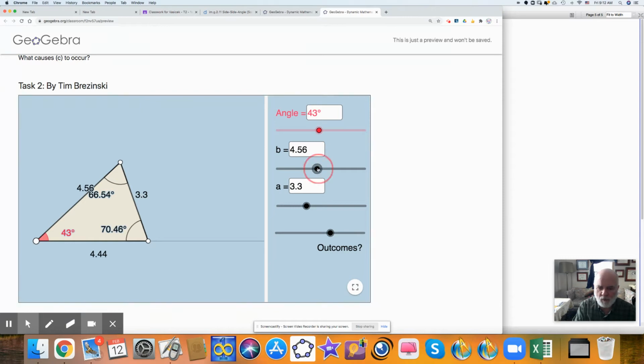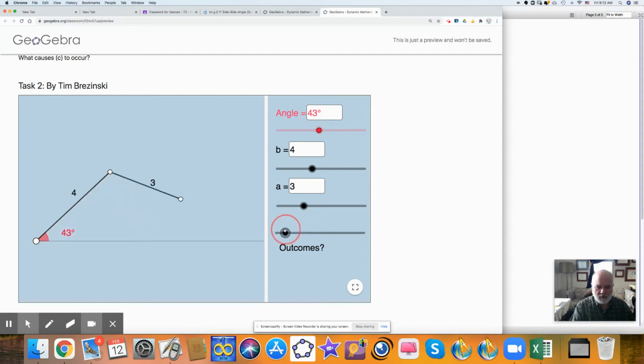And I'm going to make the one side 4 and the other side 3. And you'll notice here I've got a 43-degree angle. One side is 4, one side is 3. Now I don't know what this one is. I don't care about this one. But what I do know is that my outcomes, when I do this, I can move this here. What? There are two different versions of this. I can do two different versions of this.